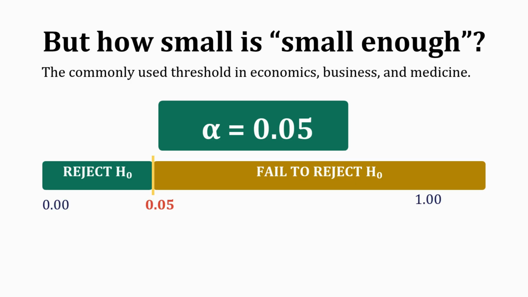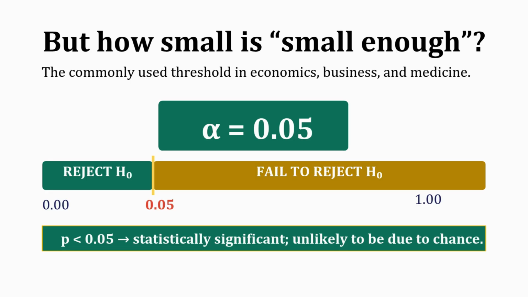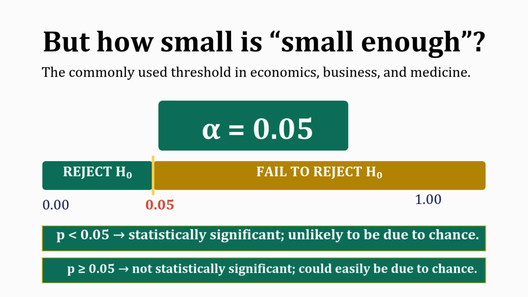The decision rule is simple. P-value below 5%, reject the null. Statistically significant, the result is unlikely to be random. P-value above 5%, fail to reject. Not enough evidence, could be random. That scale is one of the most important pictures in statistics. Remember it.